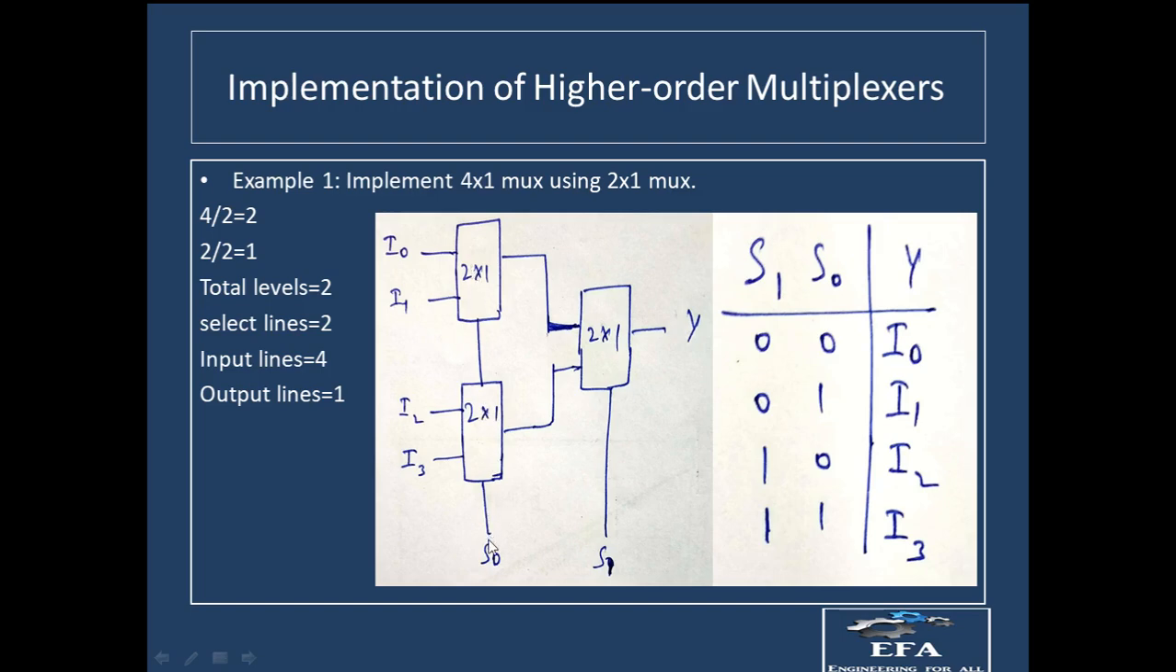Okay, so because we are having S0 equal to 0, the first input, that is I0, from this multiplexer will pass through and reach the output end. From the second multiplexer, I2 will pass through the multiplexer and reach the output.